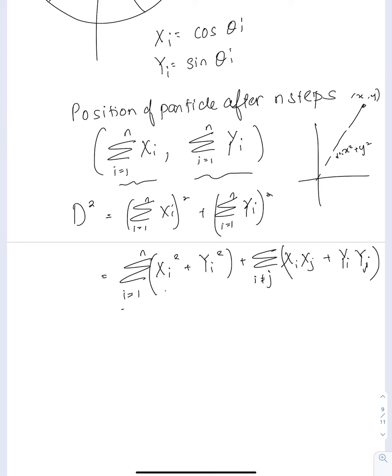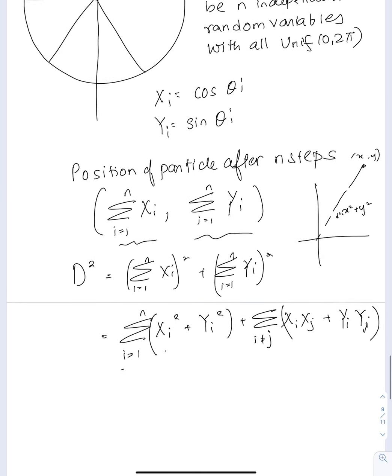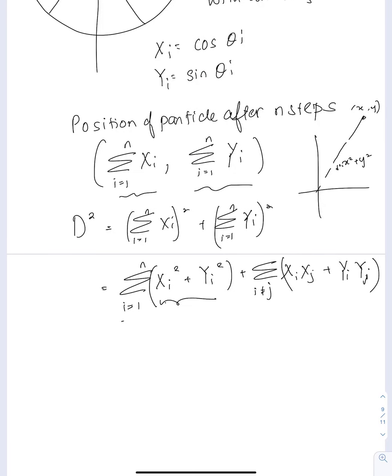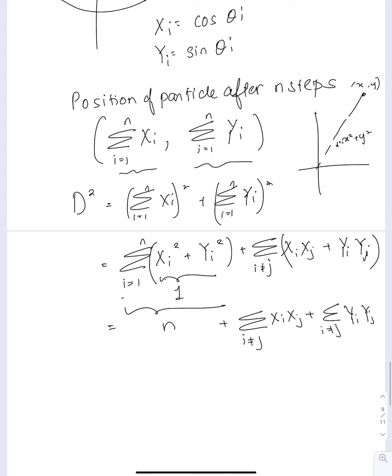Let's figure out what this will be. What is xi square plus yi square? Well, firstly, the jump at any stage is length 1, which is why we had the xi as cosine and sine theta, but theta was the uniform one. So each one of these is 1. You're adding up n of them, so this will be n. And then you have the summation i not equal to j of xi xj, plus the summation i not equal to j of yi yj.